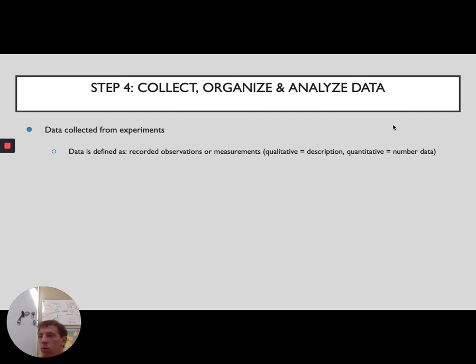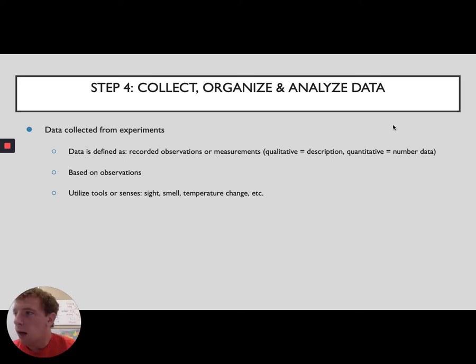Quantitative would be like my whiteboard is 2 feet in width. So that is a number that goes with it. Quantity, quantitative. Think quantity when you think quantitative. Quantity is an amount. Amount is a number. So these are all based on observations. So we utilize tools or senses. So sight, smell, those would be your senses. A tool would be like a thermometer used to test temperature change.